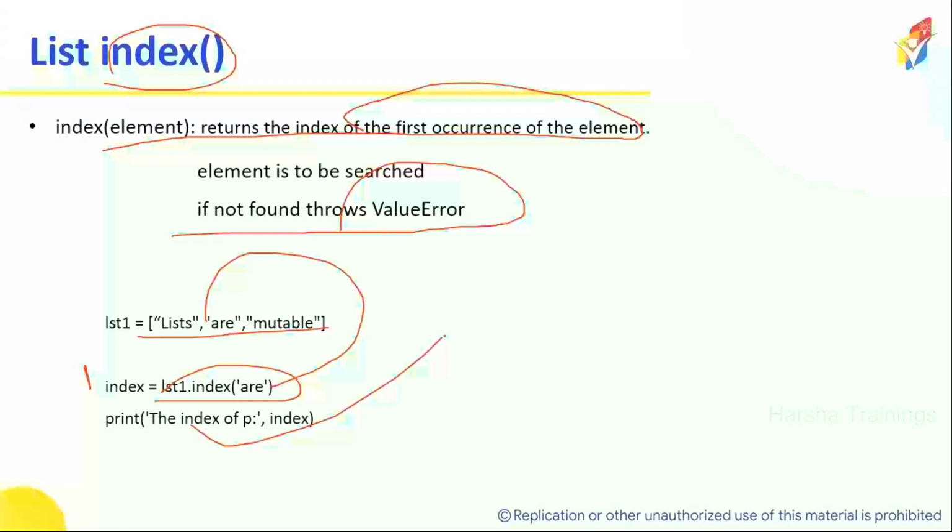Can you please respond? For example, instead of R, if I give is, do I have a substring is here? No. So it is going to generate index error. Sorry, it is value error. It is going to generate value error. Shall I go?